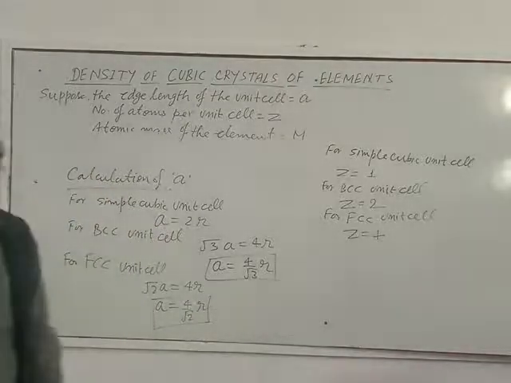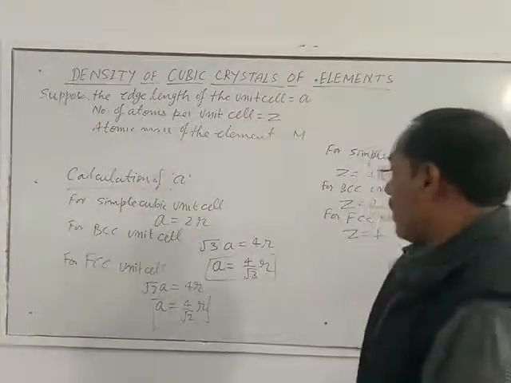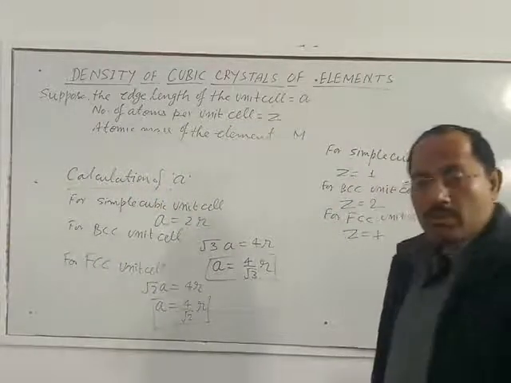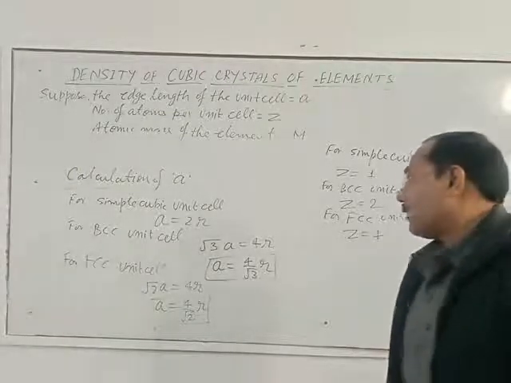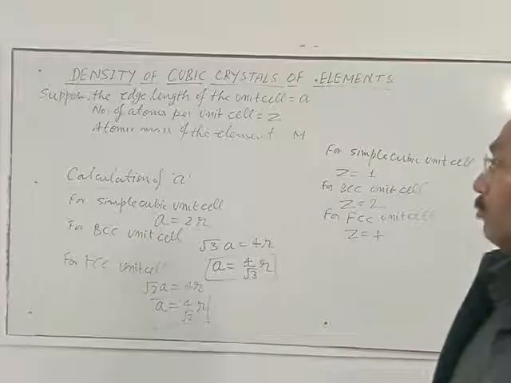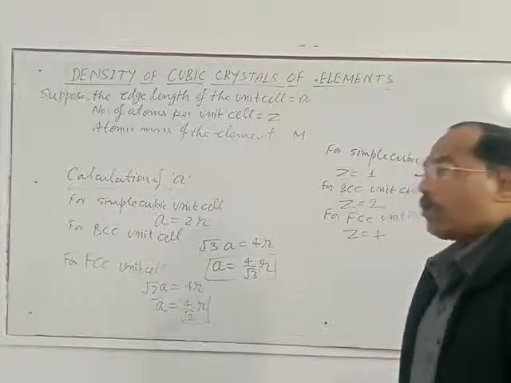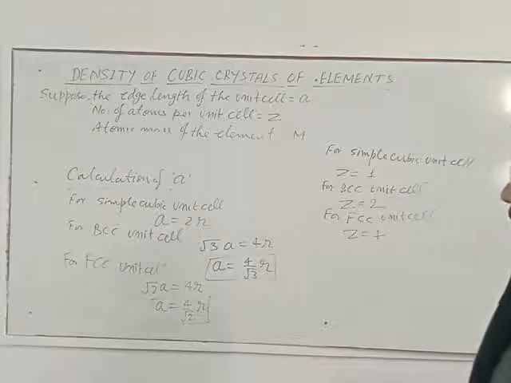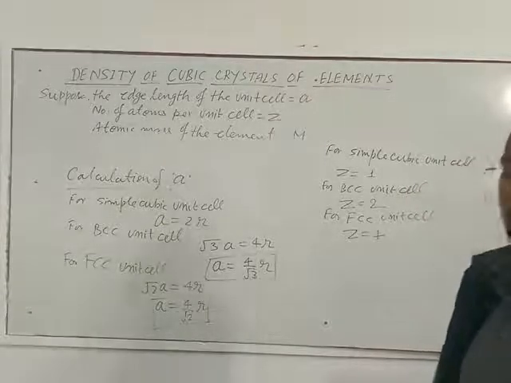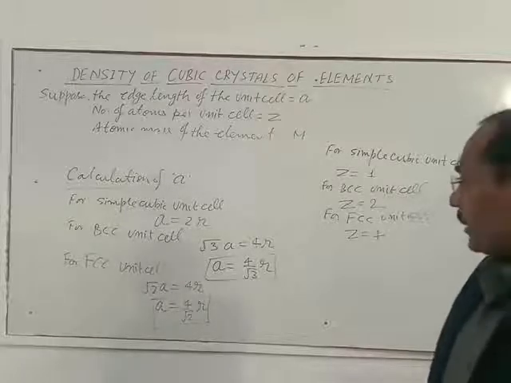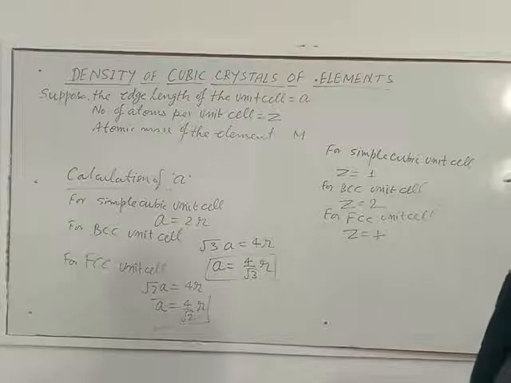If the radius of the atom is given, then with the help of the radius, you can calculate the value of edge length for different types of unit cells. For simple cubic unit cell, a equal to 2r. For body centered cubic unit cell, a equal to 4 by root 3 r. And for face centered unit cell, a equal to 4 by root 2 r.